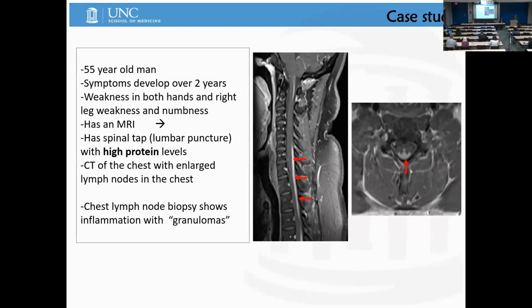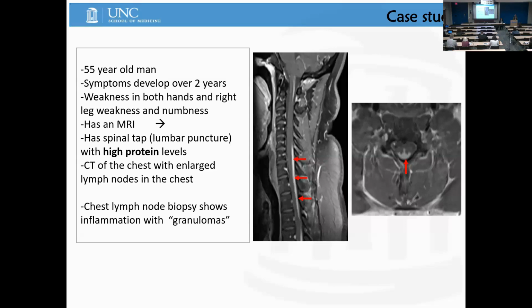So this white line that you see there is the lesion. We consider that that's probably due to inflammation of the spinal cord. And then he has a spinal tap, and we see evidence of inflammation in the spinal cord with high levels of protein. So that can be a marker of inflammation within the spinal fluid.